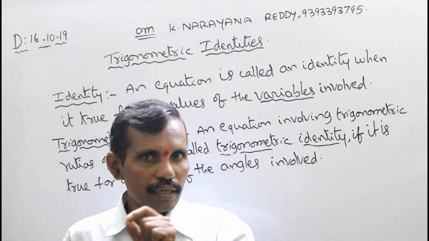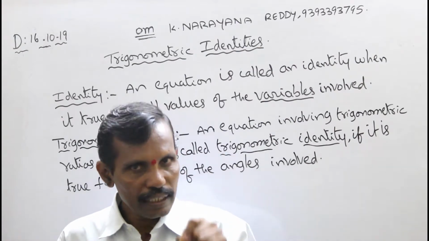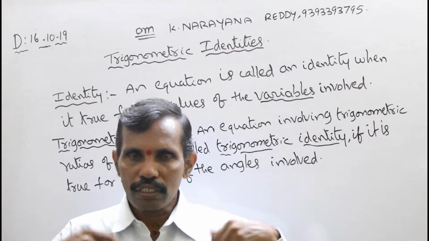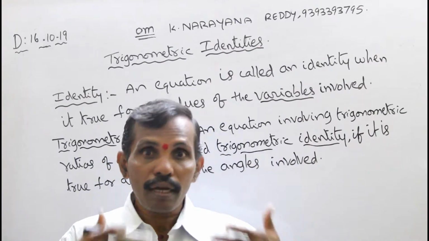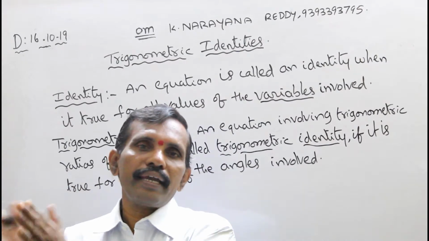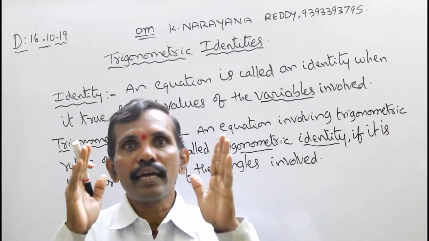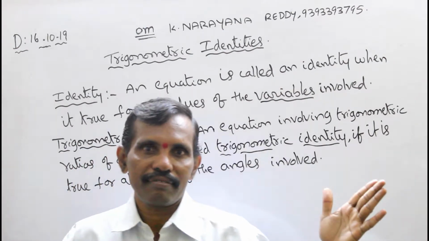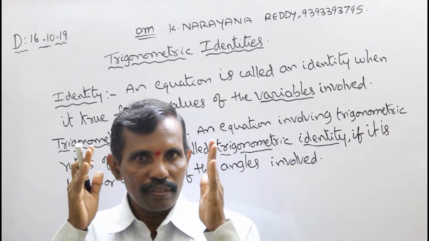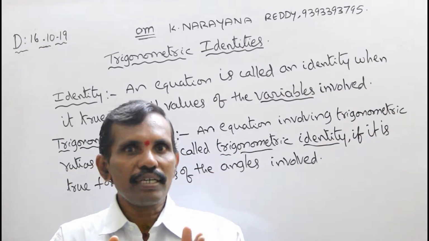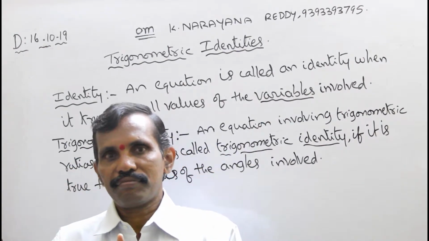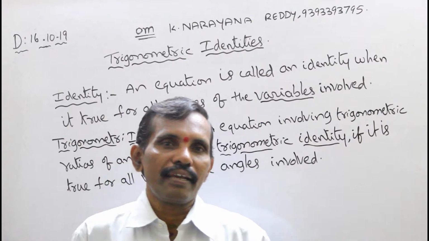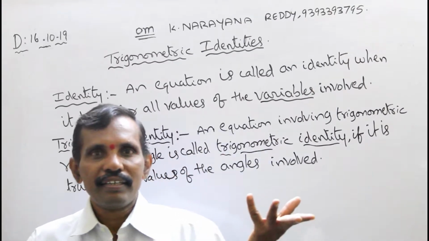x plus y equals 10 is an equation. In this equation, x and y are variables. So, you can substitute any values for x and y, you can get 10. That is true. At that time only, that equation contains identity. Otherwise, there is no identity. If that equation satisfies that condition, at that time only that equation has identity. Otherwise, no identity. Yes or not?